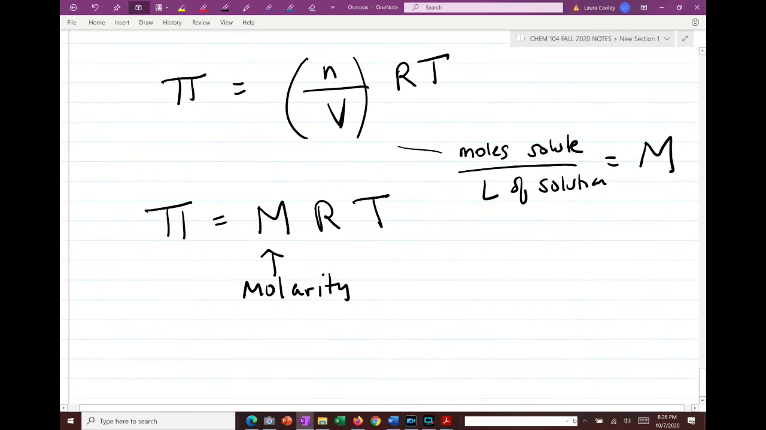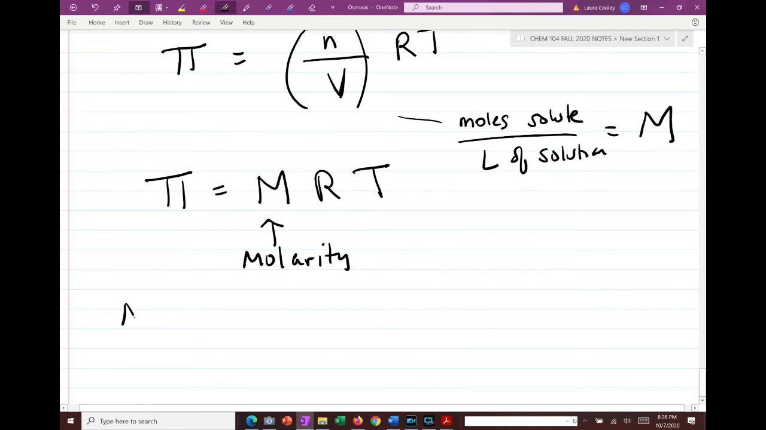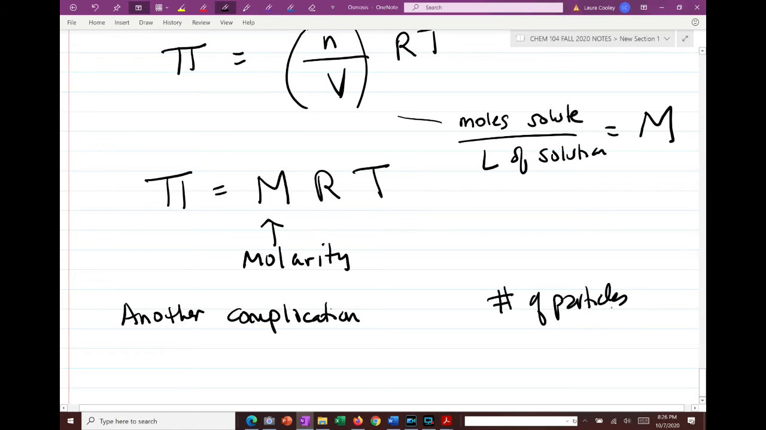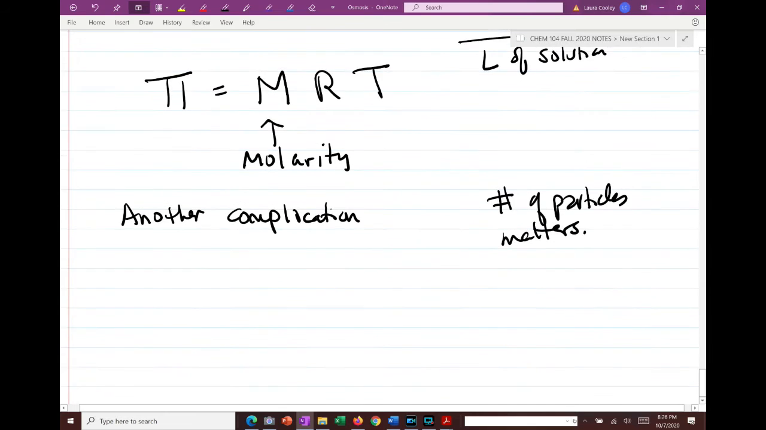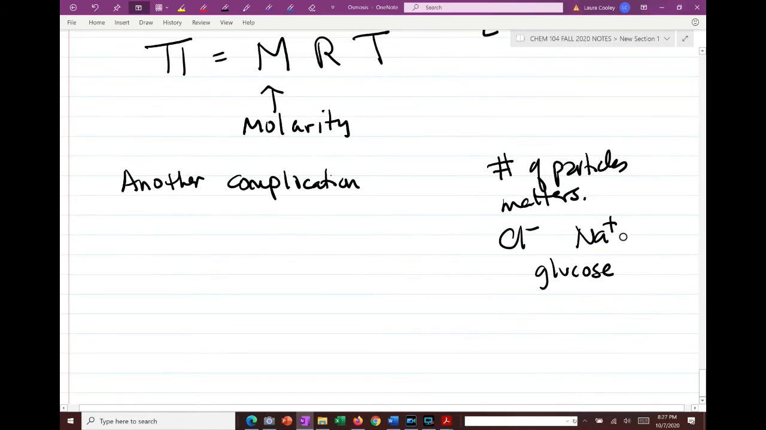And there's another complication. The other complication is due to the fact that it is the number of particles that matters. So it doesn't matter if it's a chloride particle or a sodium particle or a glucose molecule. This is what we see with colligative properties. It's the number of particles that matters, not the identity.